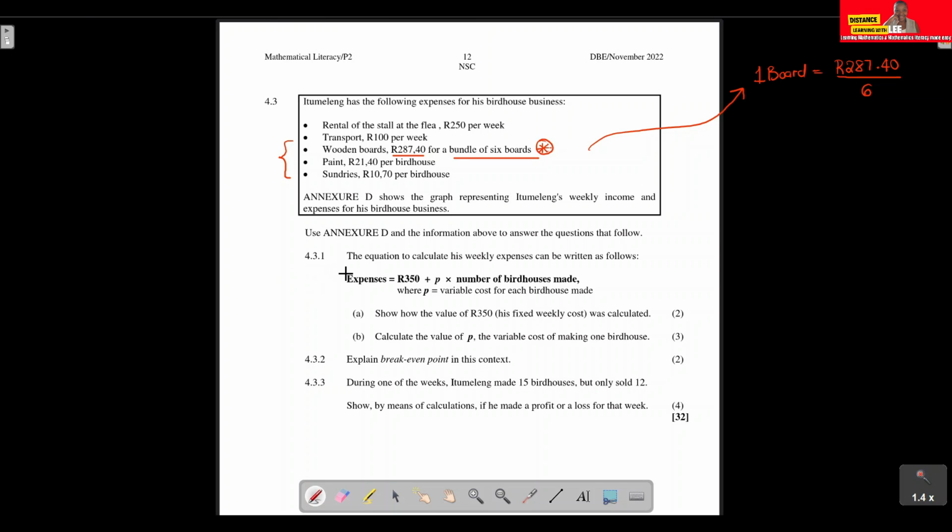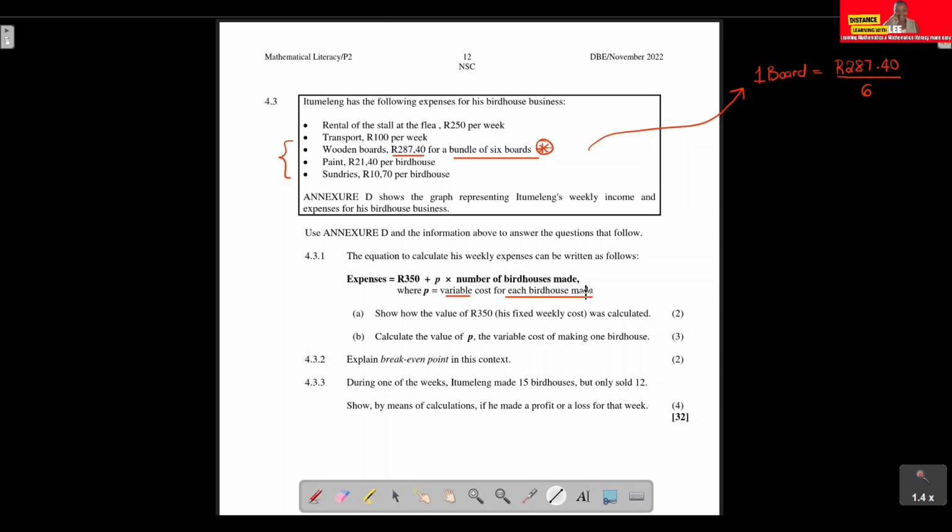All right, question 4.3.1. It says the equation to calculate his weekly expenses can be written as follows. So we're given the equation that Itumeleng uses to calculate his weekly expenses. We are told that the expenses are equal to 350 plus P multiplied by the number of birdhouses made, and that P stands for the variable cost of each birdhouse made.